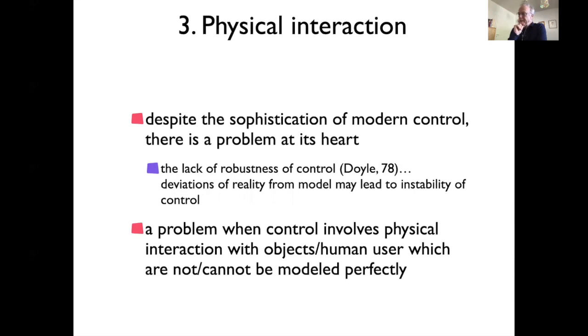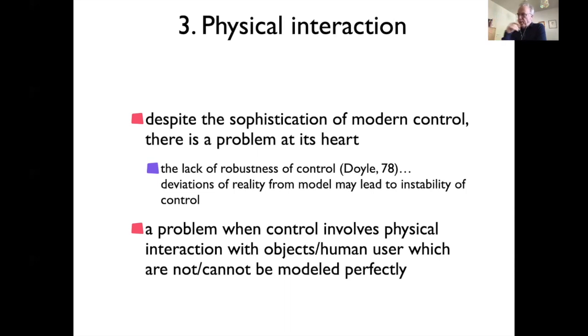And it's a little misleading sometimes. Modern control theory is very, very sophisticated. It's mathematically very well elaborated, and with modern computing can be implemented. And in some sense, it has a really enormous level of sophistication. But at its core, there is a problem. It could be summarized as the lack of robustness in control.